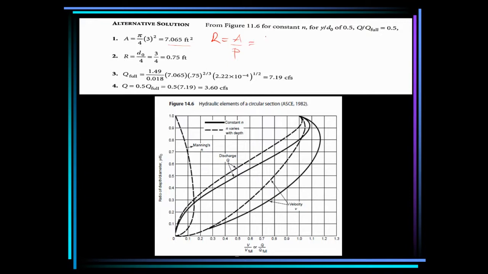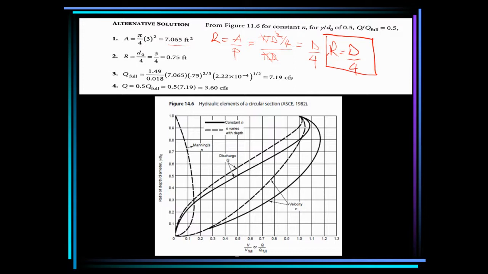For pipe, the area is what? Pi D squared over 4, divided by, for pipe, the wetted perimeter, which is the circumference, pi D. So D cancels, and you have D over 4. Meaning the hydraulic radius for pipe flow is R equals D over 4. D here is not depth of flow, it is the pipe diameter.